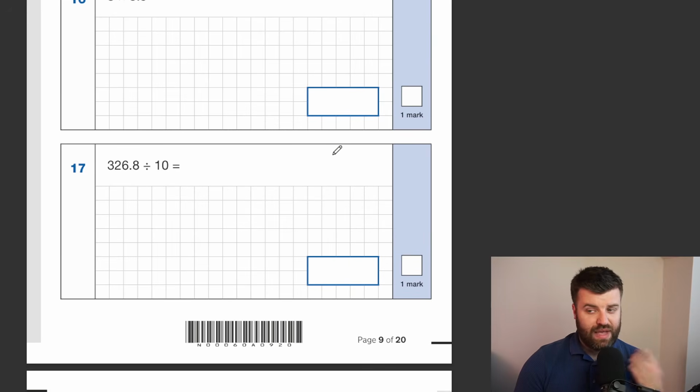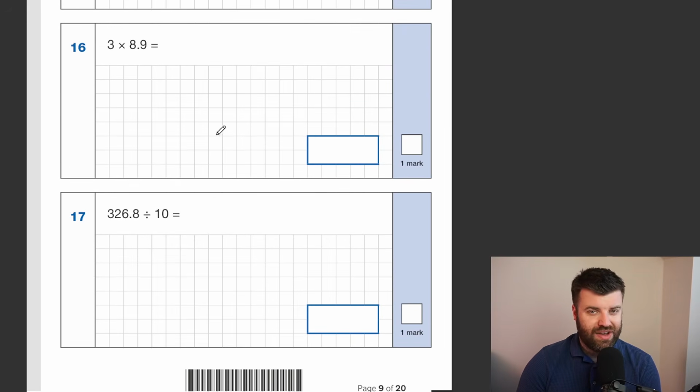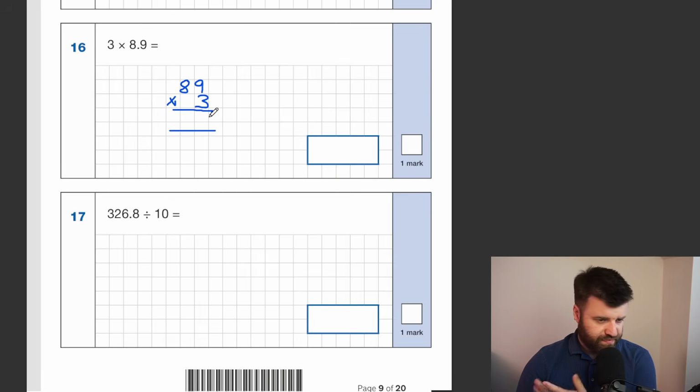Question 16. We have 3 multiplied by 8.9. Nearly went off the screen. Again, just write it down. Imagine this was 89 multiplied by 3. You'd know exactly what to do here. You just write it like this. Just put a decimal in. It's 8.9, so the decimal is going to come down into the answer as well.